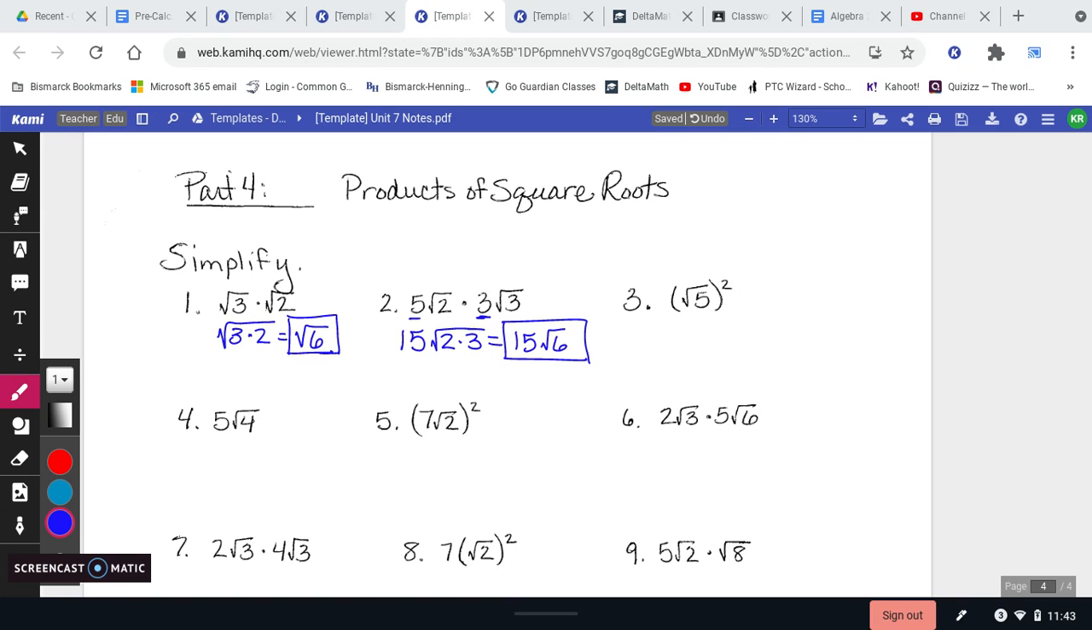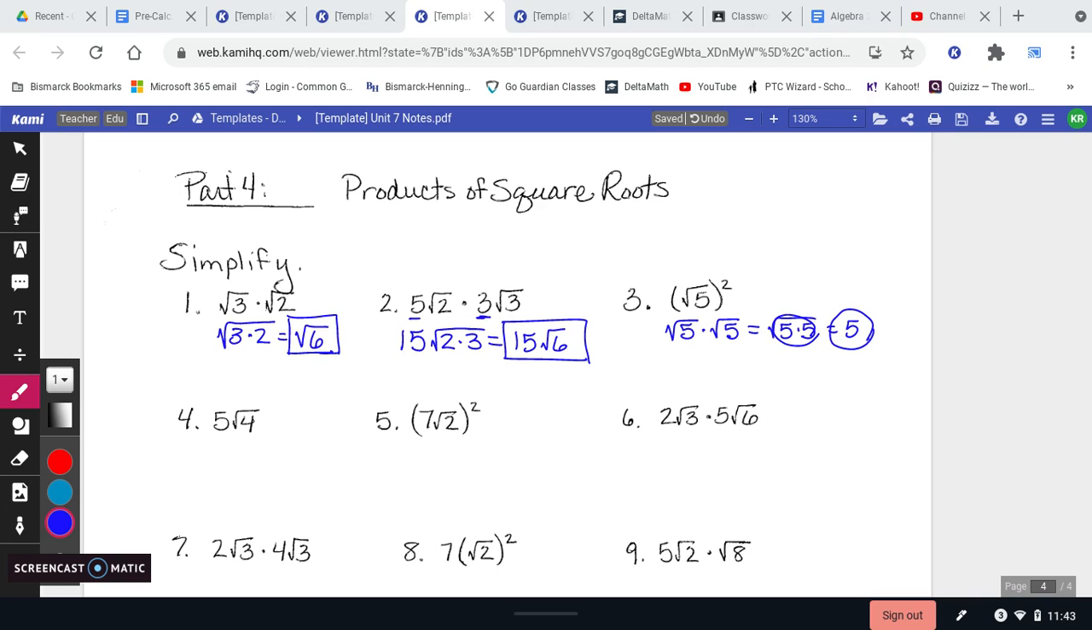Okay, number 3, square root of 5 squared. So again, a couple of different ways you can think about this one. Well, anything squared means it's that thing times itself. So root 5 times root 5. Well, those can go underneath the same radical. Well, look at what you've got. You've got a pair of 5s. So that pair of 5s can come out, and that just equals a 5.